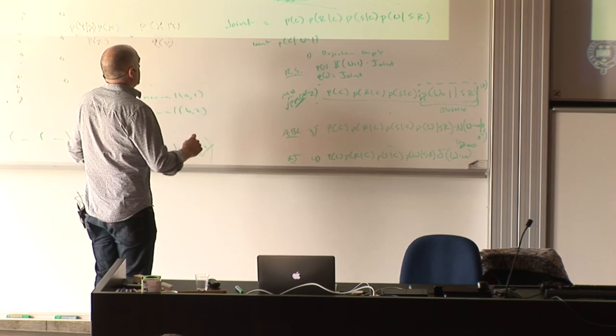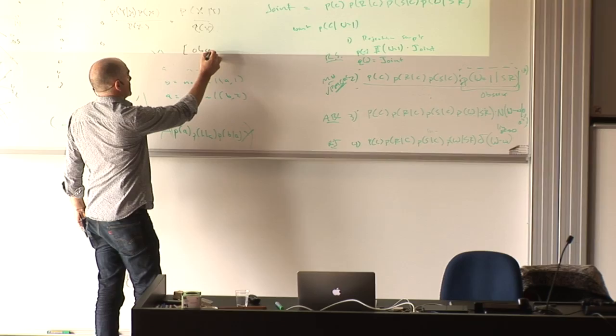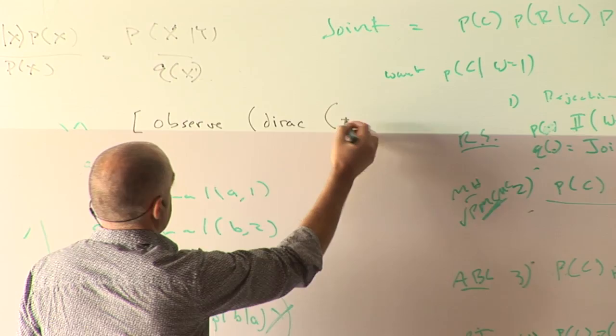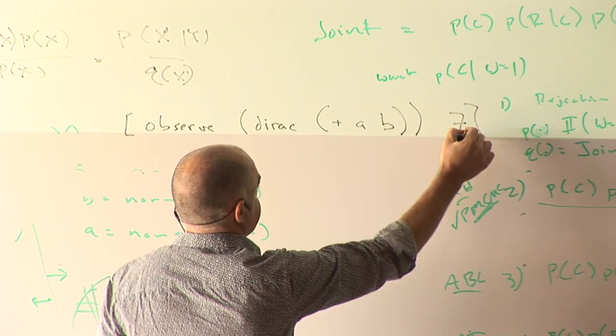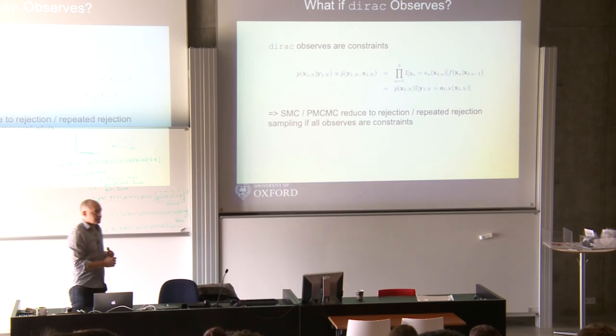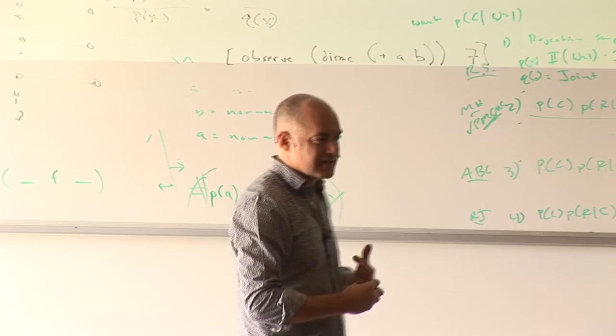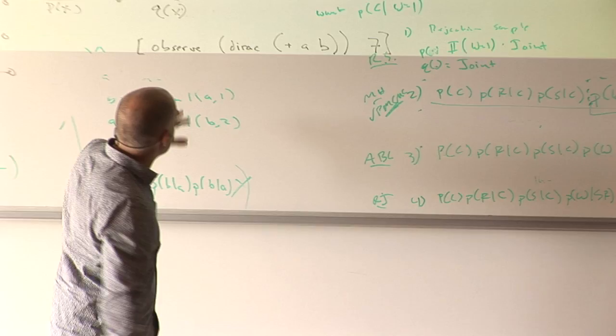So if you want to impose a constraint, you can write a statement that looks like this: observe Dirac plus A B 7. So we did the arithmetic, we did the two numbers summed together equal something, right? And we did this funny thing with a normal distribution to give ourselves a little bit of slack, okay? You can write this, okay? So you can impose harsh constraints, right?